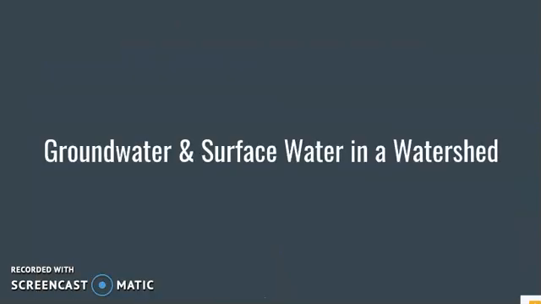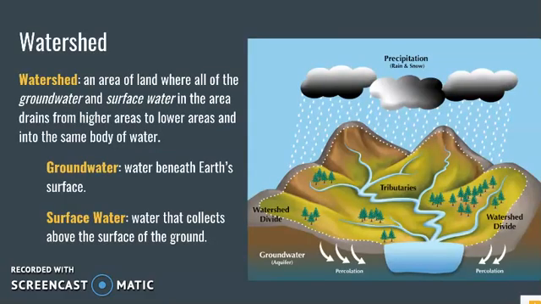The next thing we're going to talk about is groundwater and surface water in a watershed. Seems like a mouthful. Let's break that down, okay? Watershed. A watershed is an area of land where all of the groundwater and surface water in the area drains from higher areas to lower areas and into the same body of water. So groundwater is basically what it sounds like. It's water beneath the Earth's surface. And surface water, like it sounds, is water that collects above the surface of the ground.